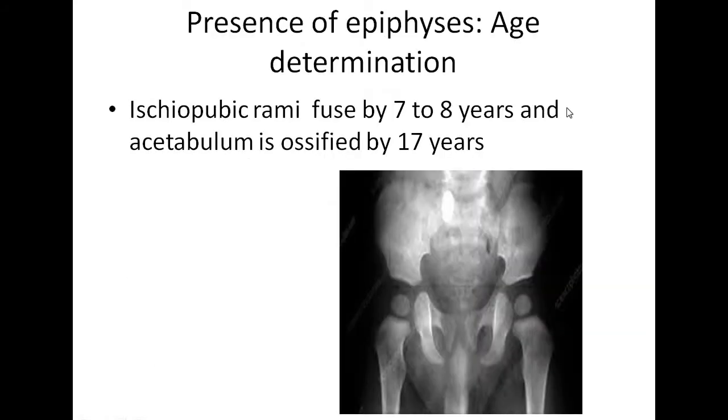Now presence of epiphysis is important for age determination. Here in the X-ray you can see ischiopubic rami are not fused, as well as the acetabulum is not ossified, so the age must be below 7 to 8 years. Ischiopubic rami fuse by 7 to 8 years, and acetabulum is ossified by 17 years.